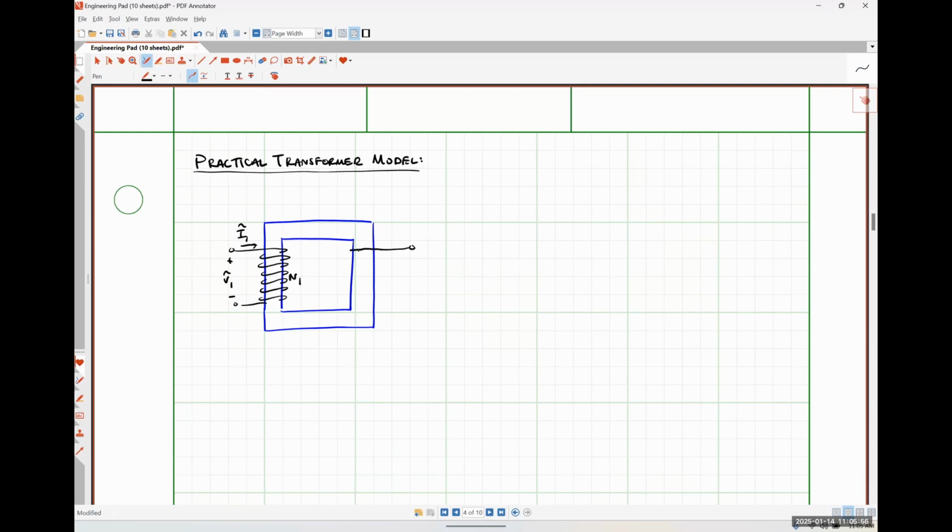Over here, I'm going to have our secondary winding having N2 turns. Here's our secondary voltage V2, our secondary current I2. And now when I draw my flux, I've got some flux circulating around, confined to the core, but I might also see some flux leakage.